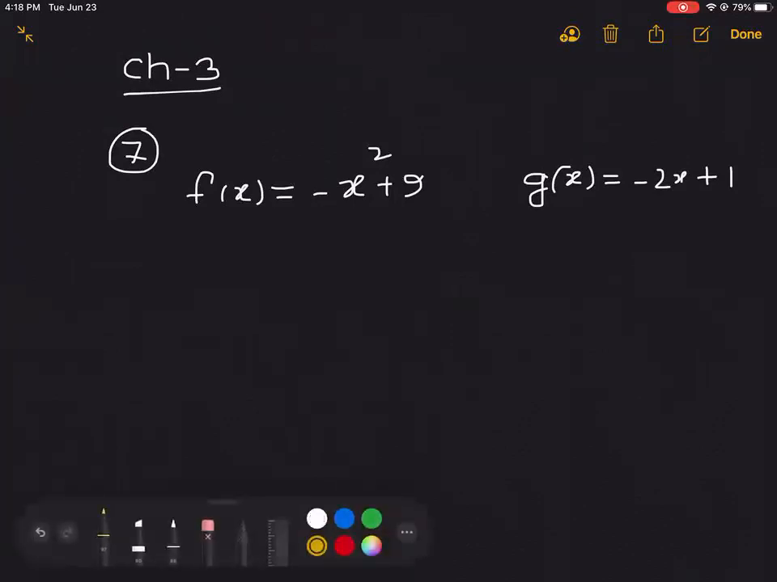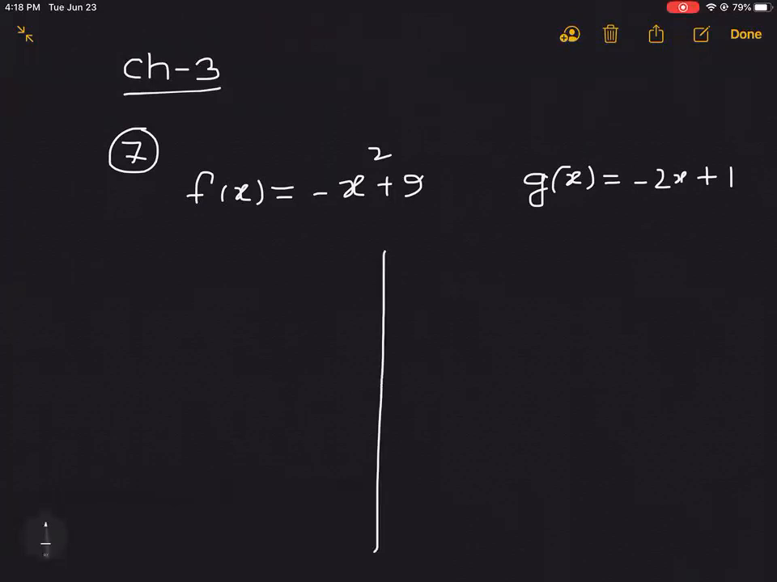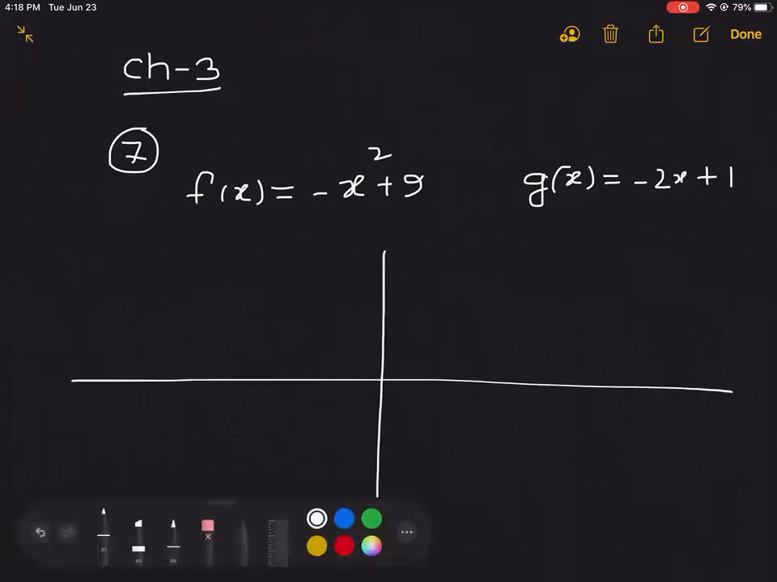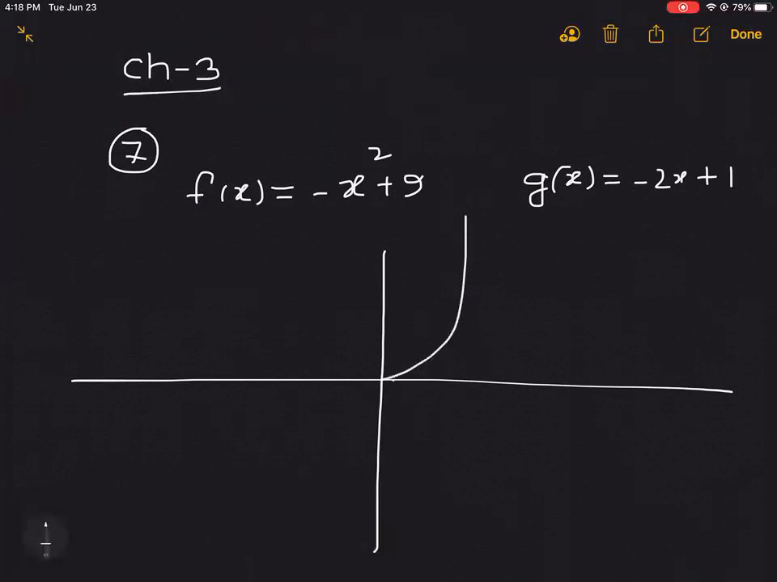Let me show real quick. We know the graph of x squared will look like this, right? What about the negative x squared? If you remember, if you plug in a negative in front, it will give you a mirror image with respect to the x-axis.